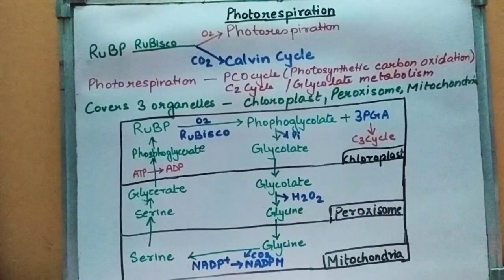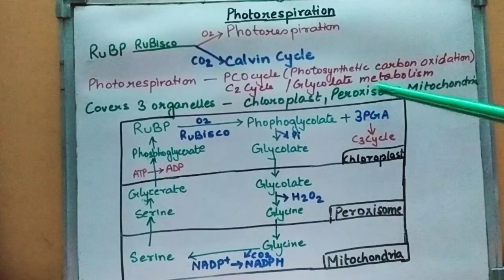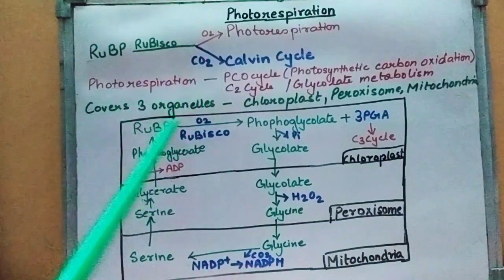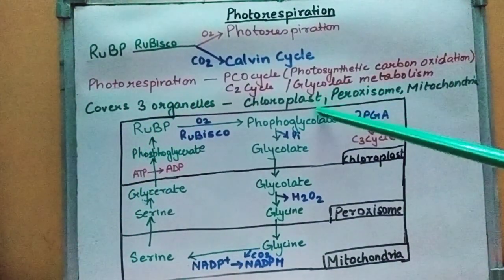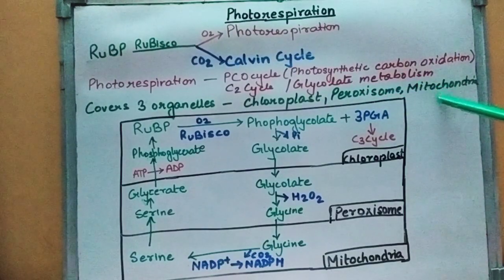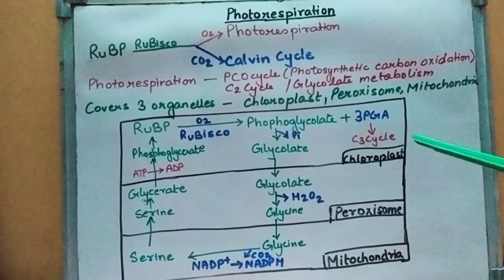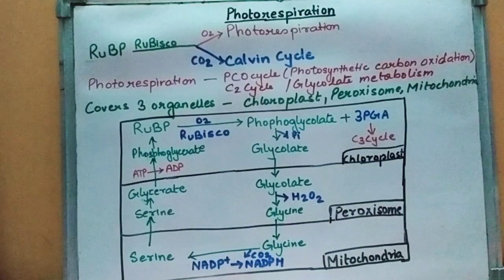It is also named the C2 cycle, as the first stable product is a carbon 2 compound, and it is also known as the glycolate metabolism cycle. So these are the names of photorespiration, and it needs 3 organelles for this process. One is the chloroplast, second is the peroxisome, and third is the mitochondria. Now, how the cycle takes place, we'll start with the first one, the chloroplast. We know the chloroplast is the place where the light reaction takes place, and Rubisco is present here.